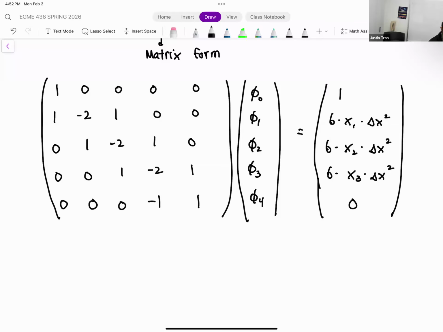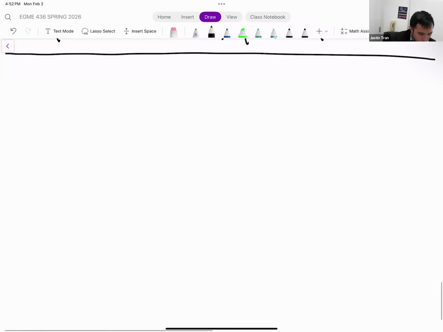So on Wednesday, my plan is to move on to the next important behavior in Navier-Stokes, which is convection. But before we move on to convection, there are a few final notes I want to make on finite difference schemes in general. So the first topic I wanted to touch on is using different finite difference schemes.